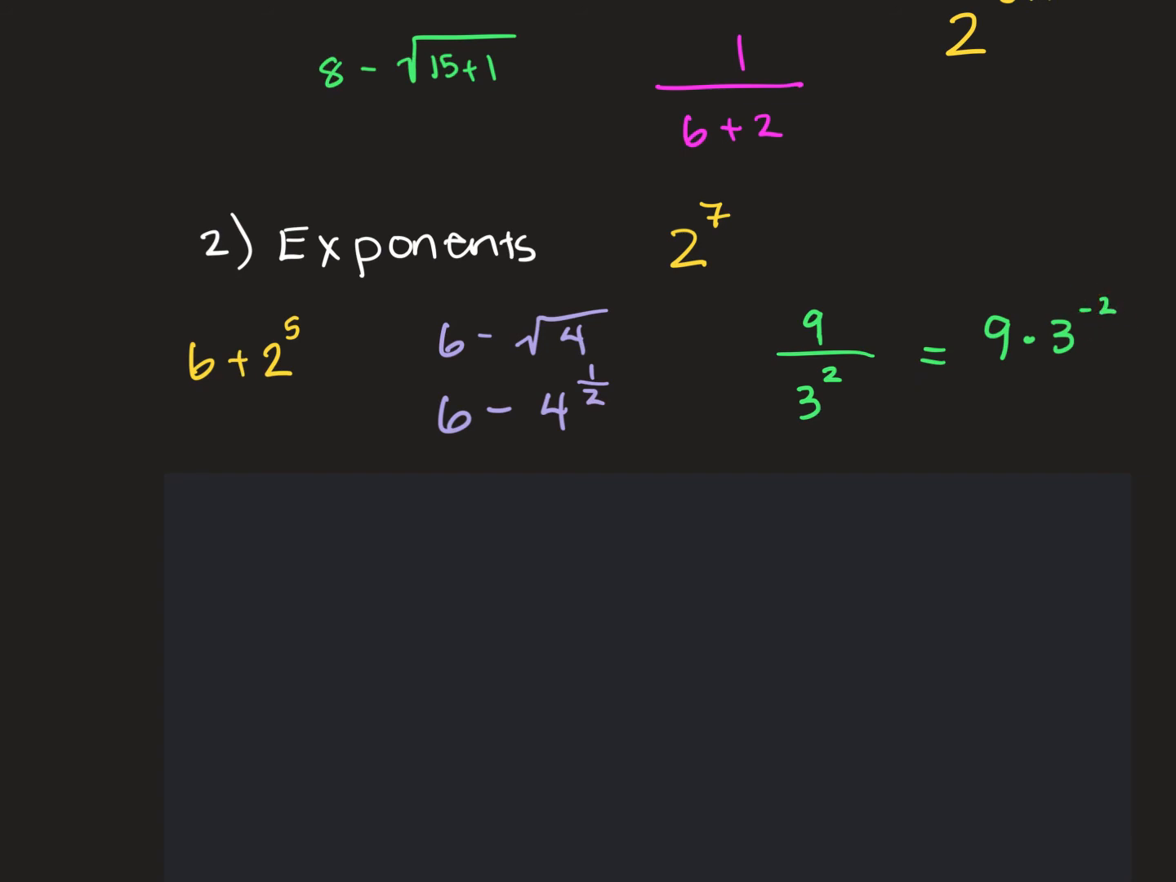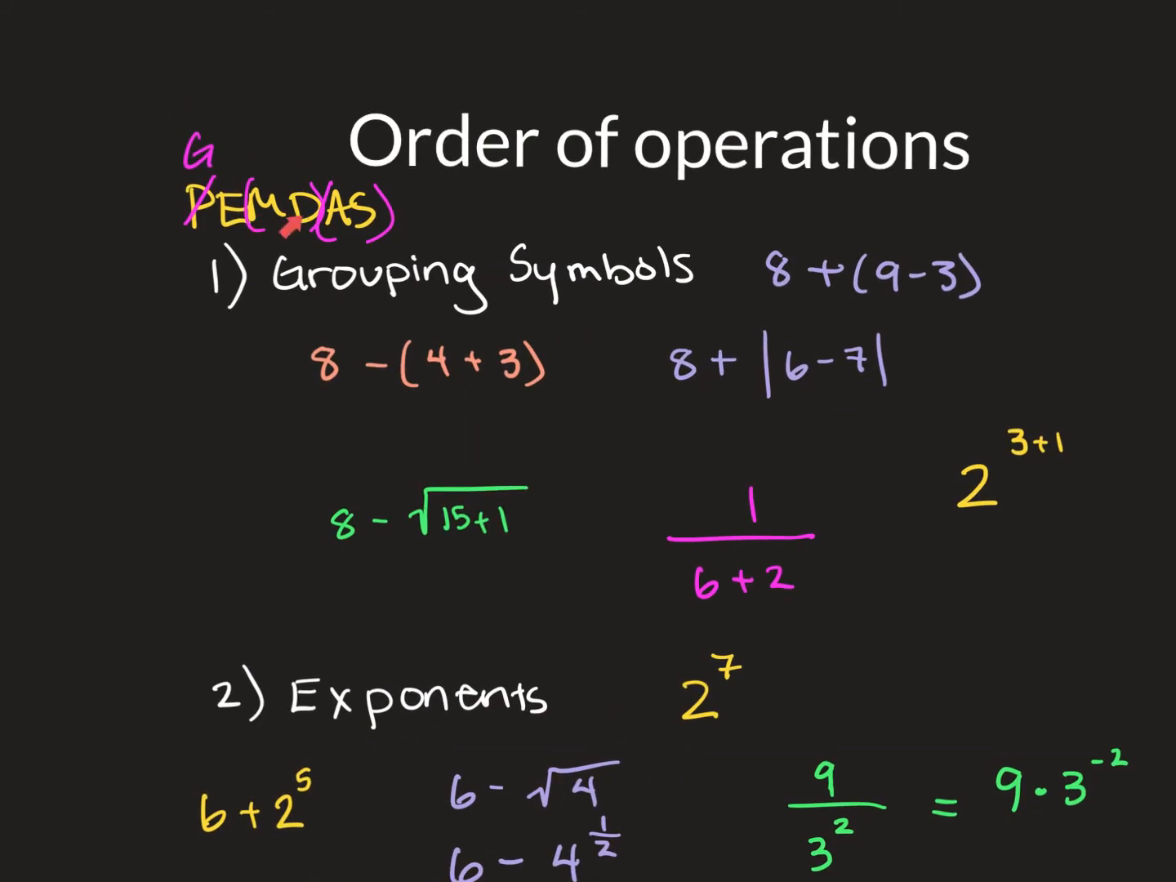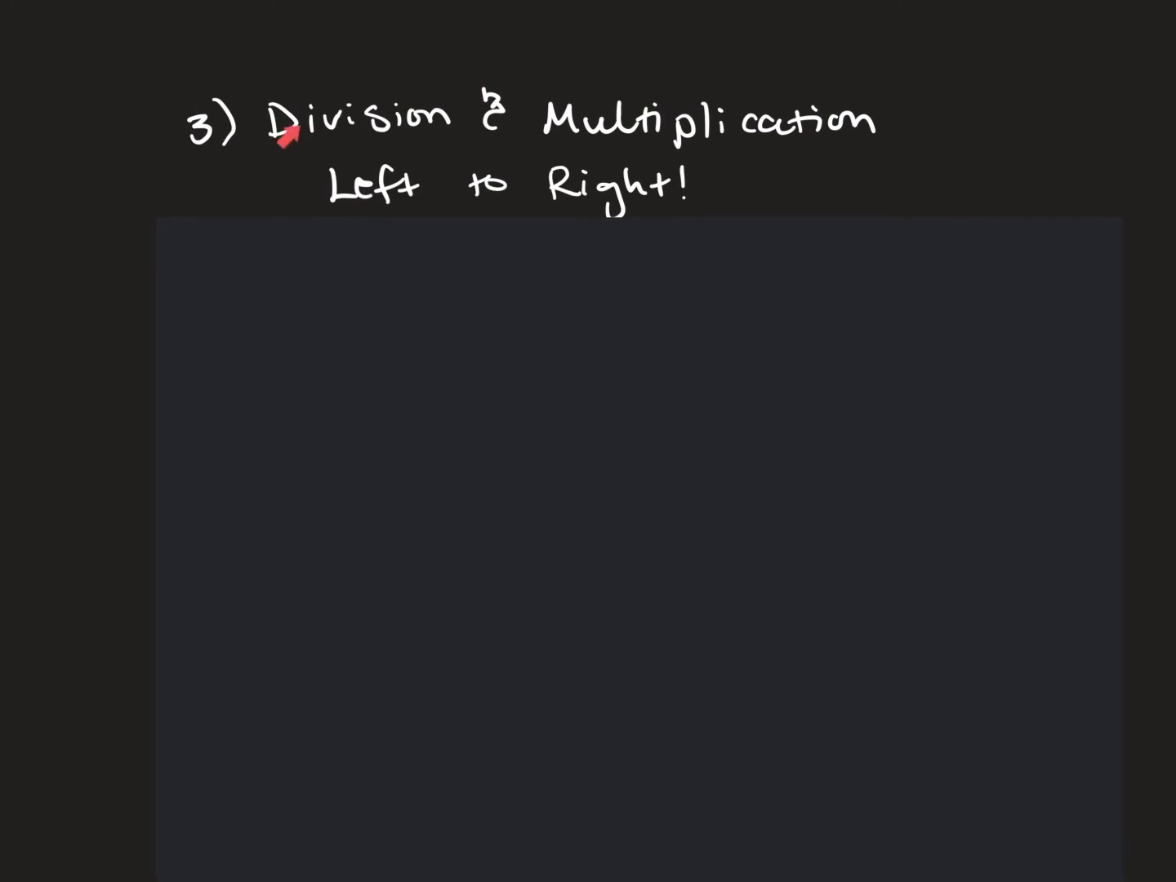Cool. After exponents, you're going to do division and multiplication left to right. My issue with PEMDAS is people sometimes think you multiply before you divide, but that is not the case. You always do division and multiplication left to right. I even put division before multiplication here just to emphasize that.